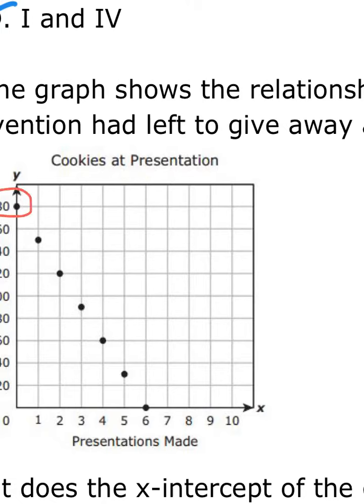How many presentations did she make? Well, she made 6 before she ran out of cookies, right? So she started with 180 cookies before she made any presentations. And then when she had no cookies left, she had done 6 presentations. Does that make sense? All right, so now let's look at those answer choices.